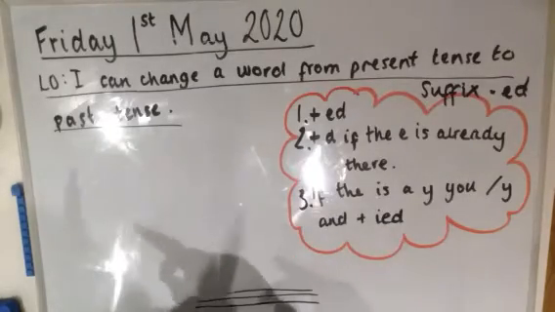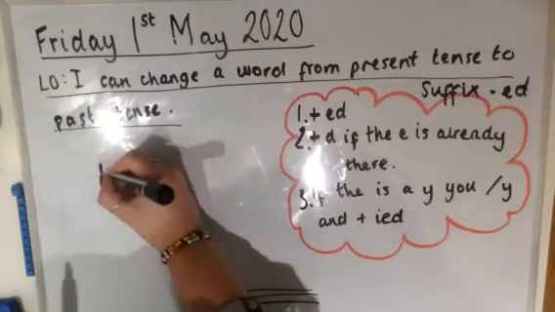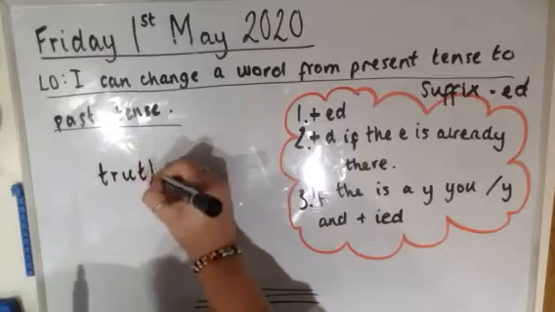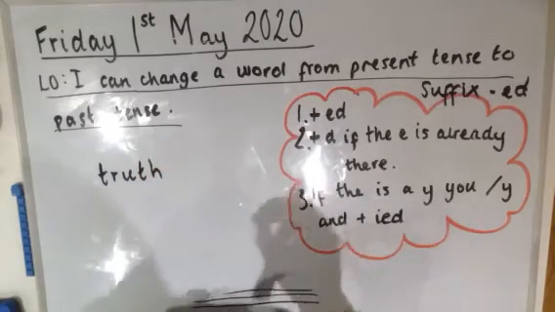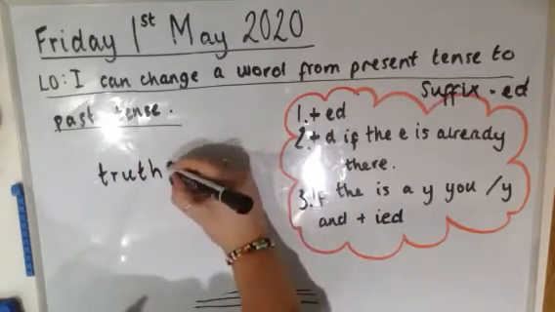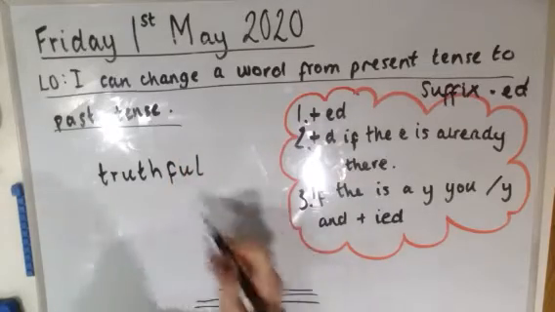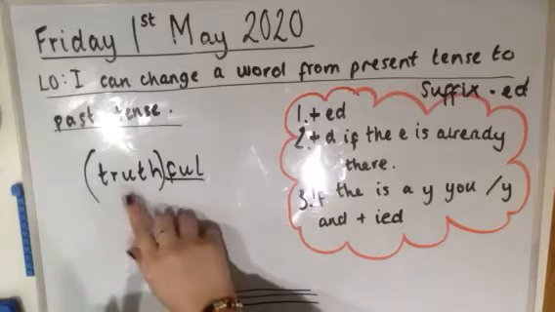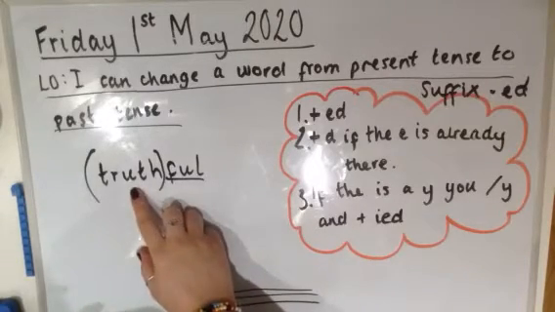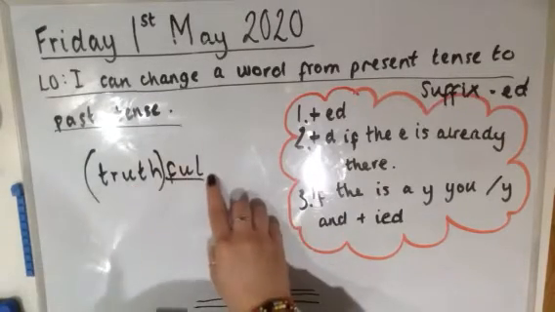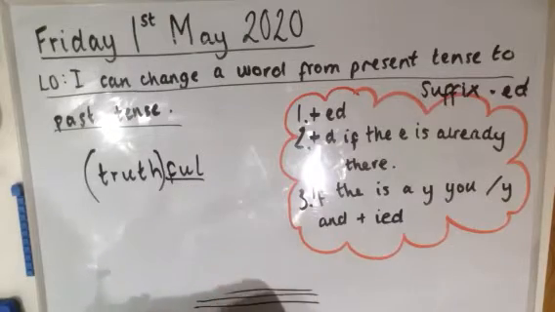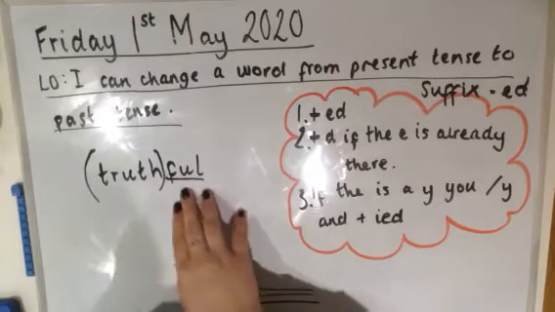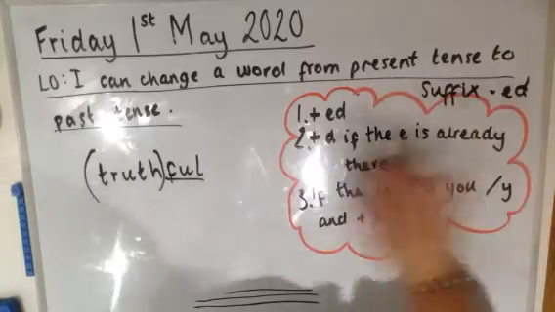Now, it's very similar to when we had truth, and to make it say truthful, we would add the suffix full. This would be our suffix because truth by itself is a real word. It has a definition and it makes sense. But we add the full to the end, so this would be our suffix. So just like full, we're looking at our suffix ed today.